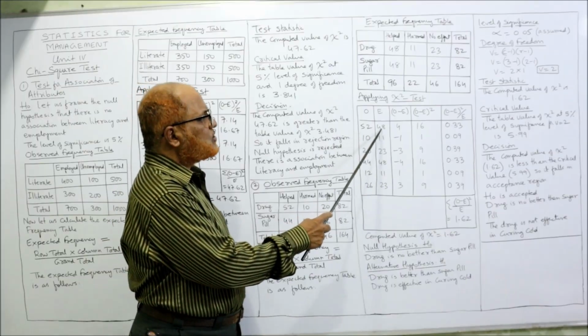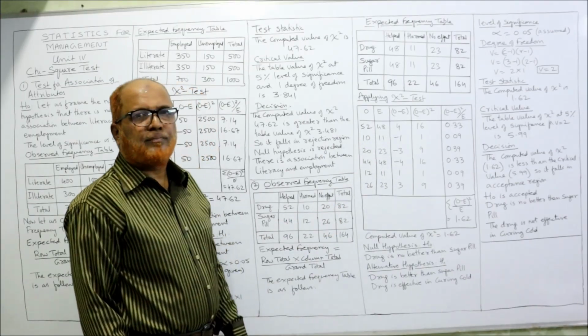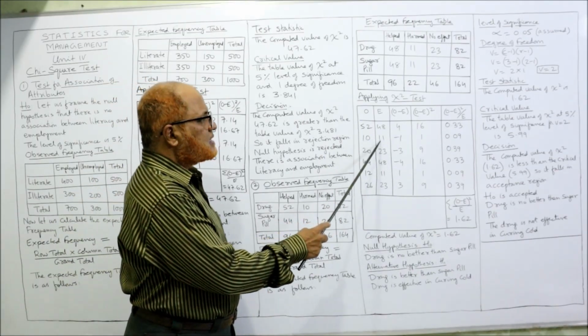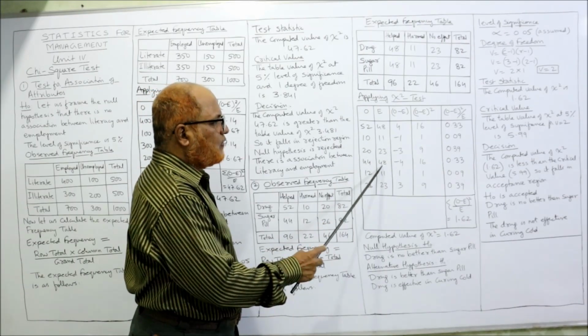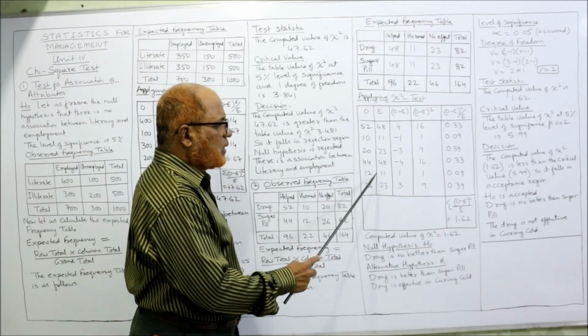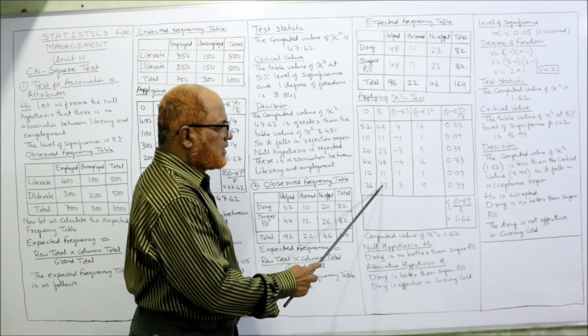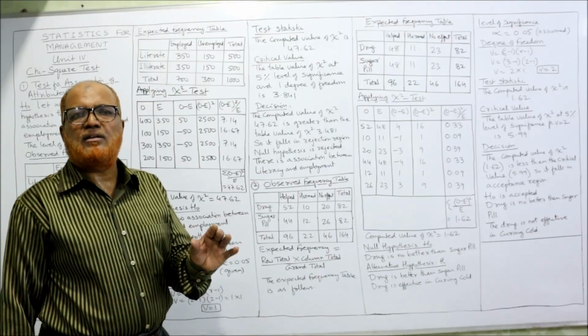So 52 minus 48 is 4. Right? 10 minus 11 is minus 1. 20 minus 23 is minus 3. 44 minus 48 is minus 4. 12 minus 11 is 1. 26 minus 23 is 3. So we have taken the difference.